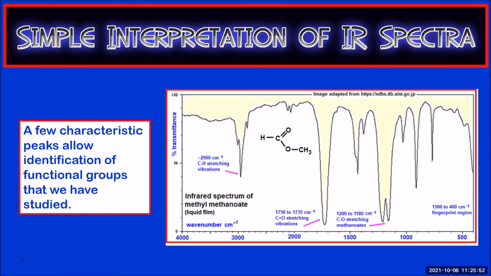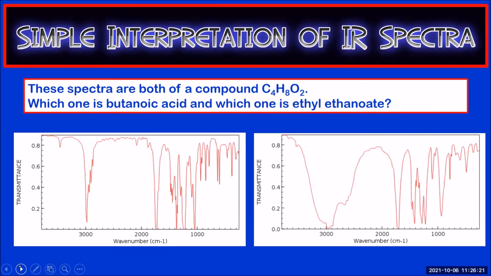You would also see the carbonyl absorption in esters. Here we have the spectrum of methyl methanoate, an ester, but what we don't see is that broad peak from the alcohol. So if you have an ester, then you'll see the carbonyl peak, but not the hydroxyl group peak. Let's try an example. Here are two spectra for a compound that has molecular formula C4H8O2. Can you identify which spectrum is butanoic acid and which is ethyl ethanoate? These are functional group isomers of C4H8O2. Pause the video now and work it out. We'll be back soon with the answer.